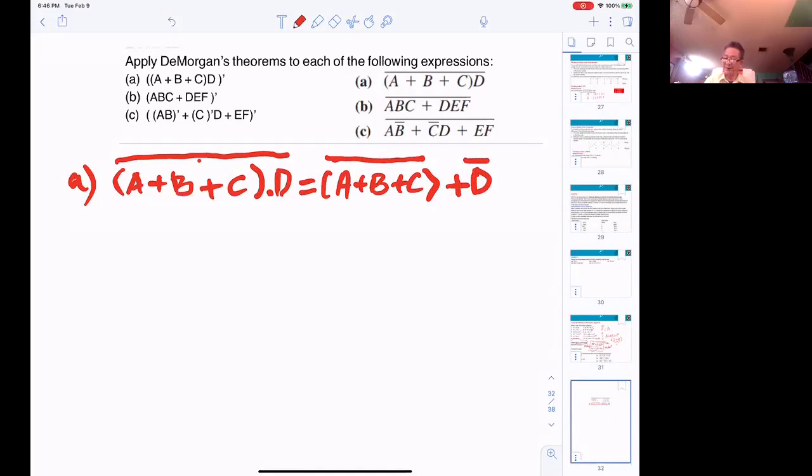Okay. And now I need to break the bar over this guy here. A turns out to be not A. OR has to be AND, not B. OR has to be AND, not C, or not D. Any question on this problem?